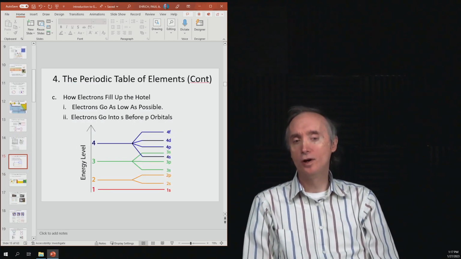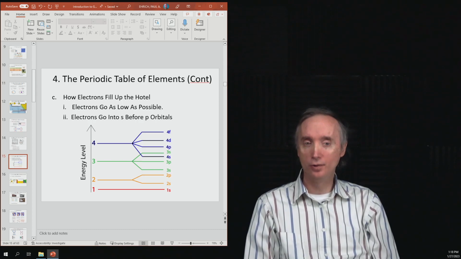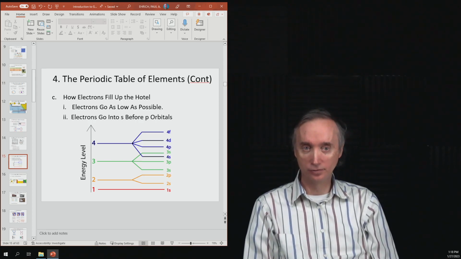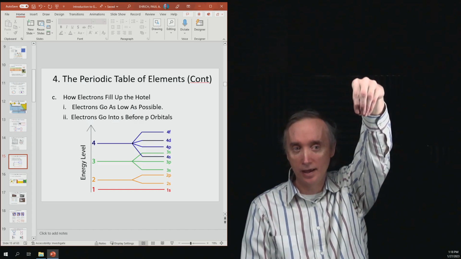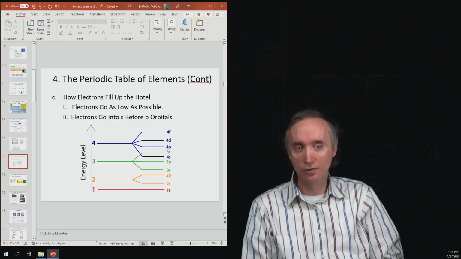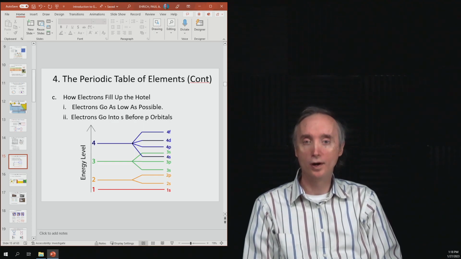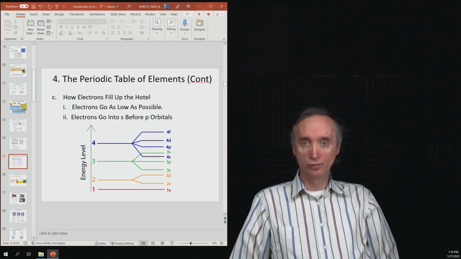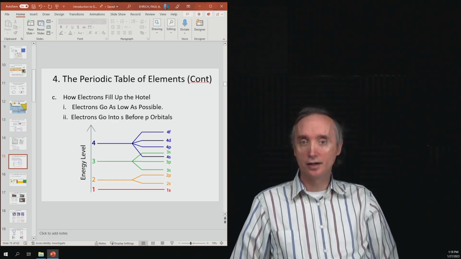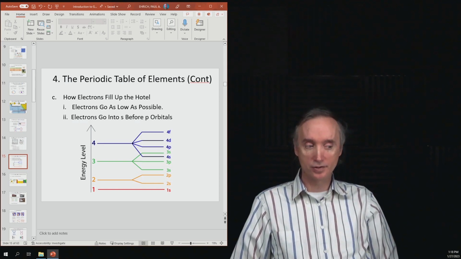So now what we want to do is we're going to start with an empty hotel and we're going to take 1 electron and we're going to drop it into the hotel, and we want to know, where does that first electron live? And we're going to have 2 rules. Rule number 1 is that electrons try to go as low as possible.